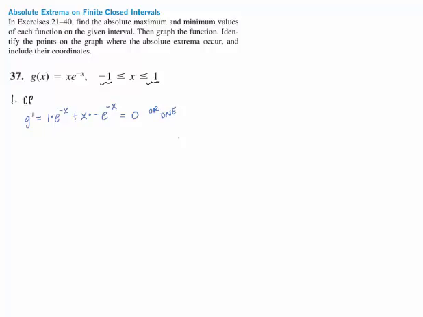So let's clean that first derivative up a little bit. We have e to the minus x plus x times e to the minus x with a negative. So this is the same thing as 1 over e to the x minus x over e to the x. And that is 1 minus x over e to the x with a common denominator.